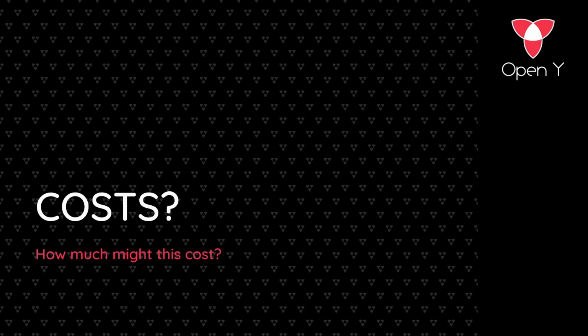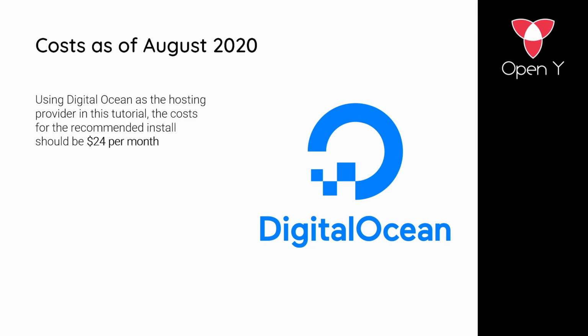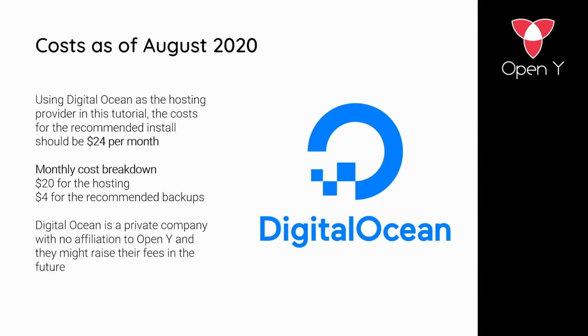Again, the OpenY code is free to download. However, you need to host it somewhere so that people can visit your site. Next, we'll cover the hosting costs you can expect when you are doing this yourself. Using DigitalOcean as a potential hosting provider in this tutorial, the costs for the recommended install should be around $24 per month. The monthly cost breakdown is $20 a month for the hosting and $4 a month for the recommended backups. DigitalOcean is a private company with no affiliation to OpenY, therefore we have no idea if they might raise their fees at some point in the future.